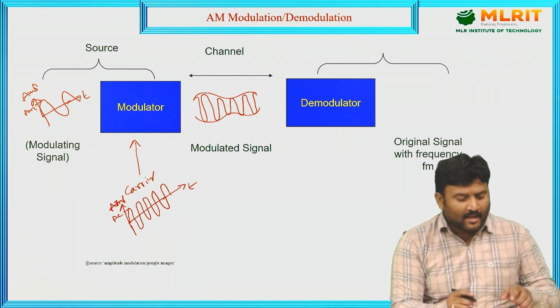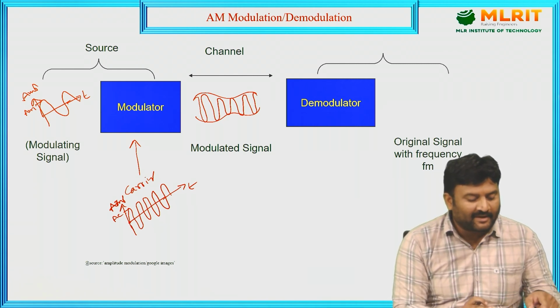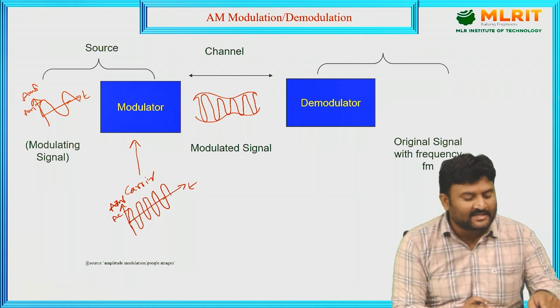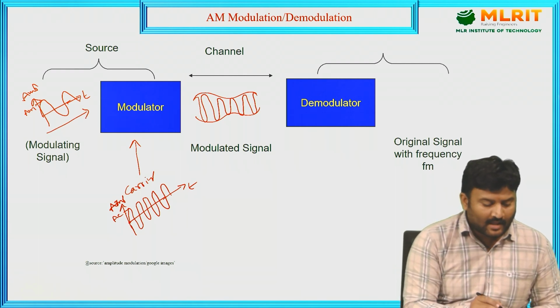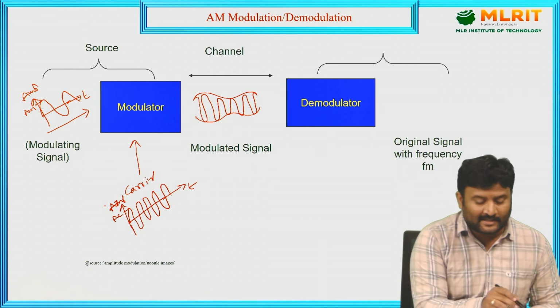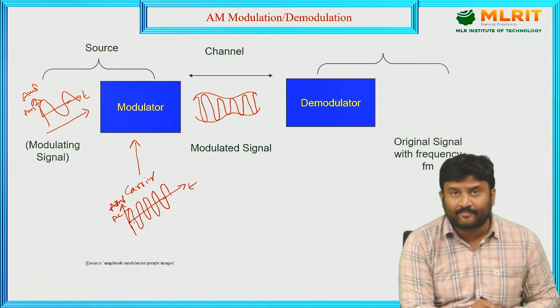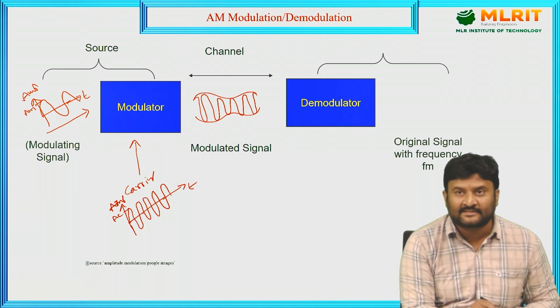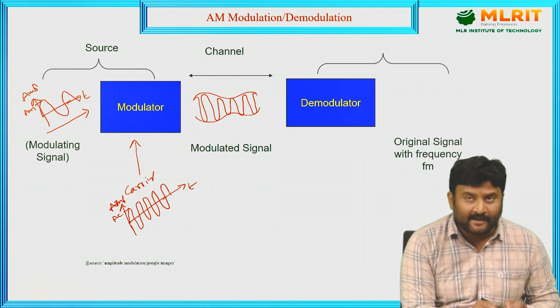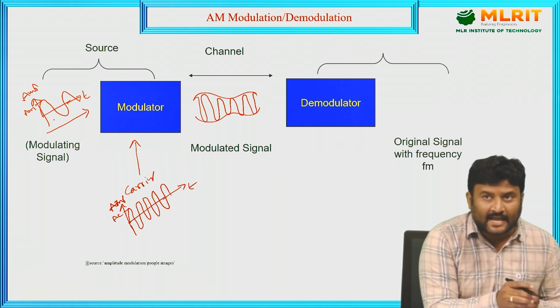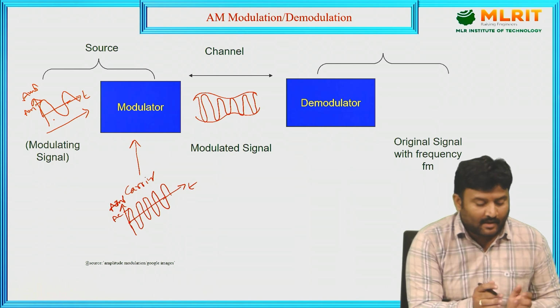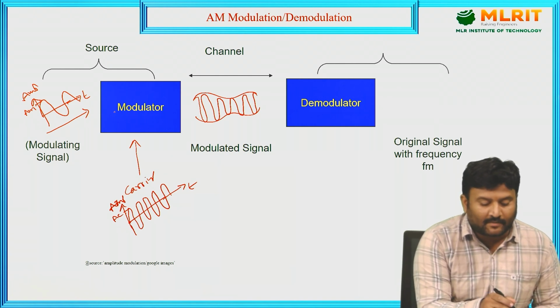That means the modulator block, I am giving the input signals: one is the information source, nothing but the information signal, also called the modulating signal. The next one is the carrier signal. The carrier signal is a high frequency signal, that's why the time gap between the cycles is very small. The message is a low frequency signal, the time gap between the cycles is more. Both signals I am giving to the modulator block.